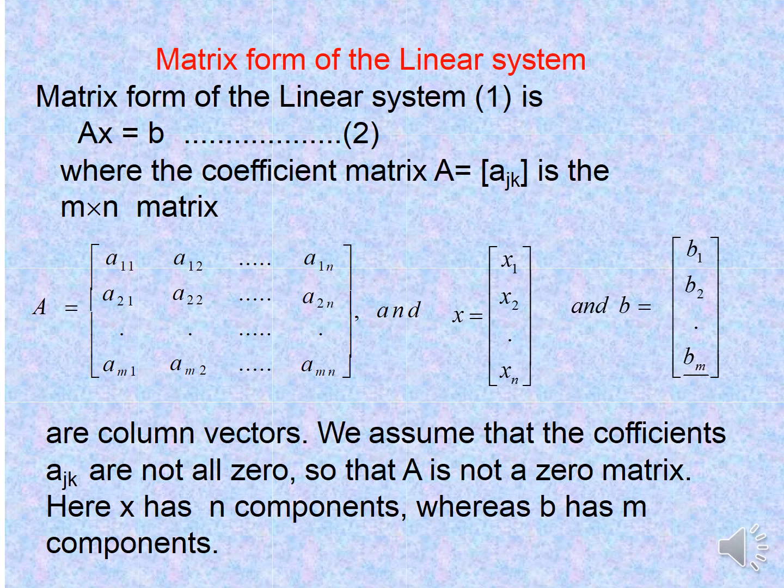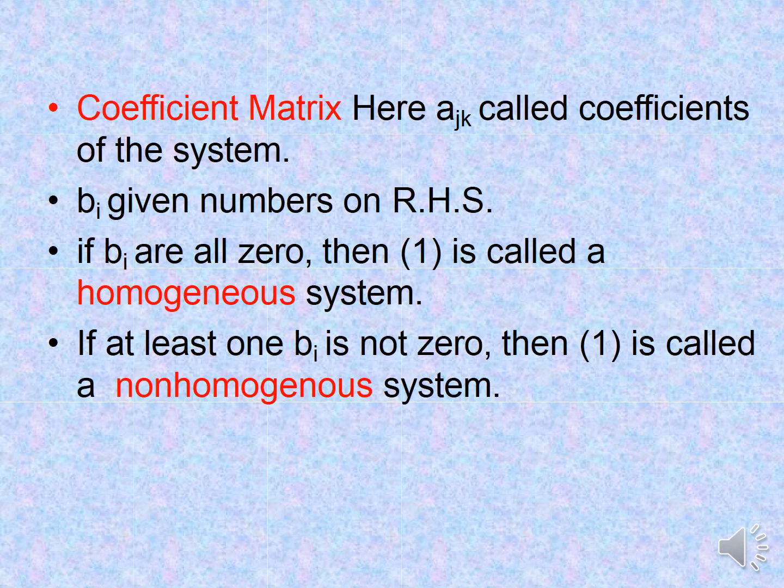We assume that the coefficients ajk are not all 0, so that A is not a zero matrix. x has n components whereas b has m components. So to solve the system of linear equations, these are the conditions: A is not 0, x has n components and b has m components. The coefficient matrix is Ajk, and bi is, as I have said, the right hand side.